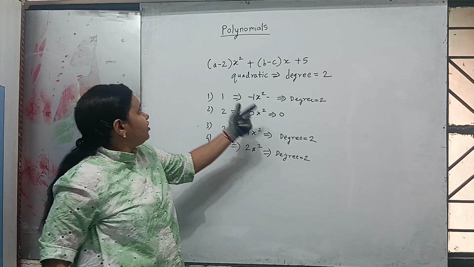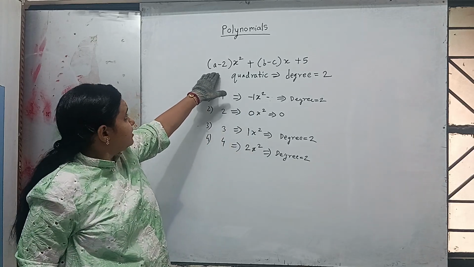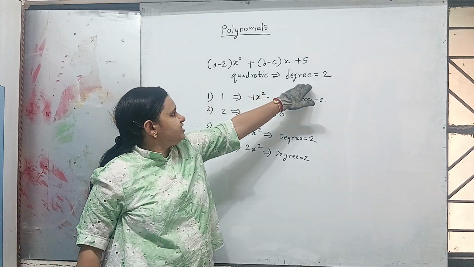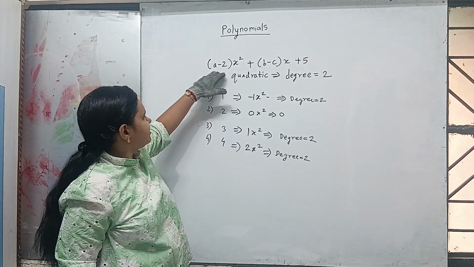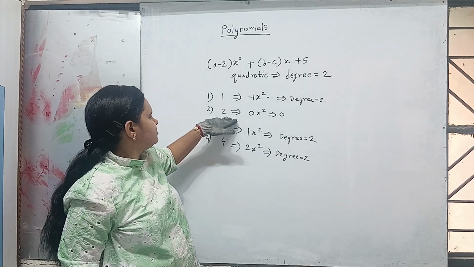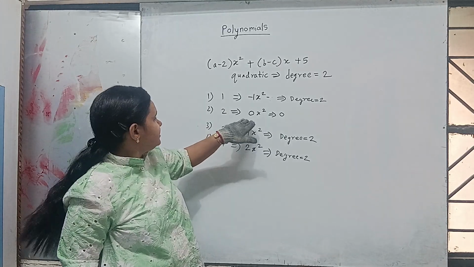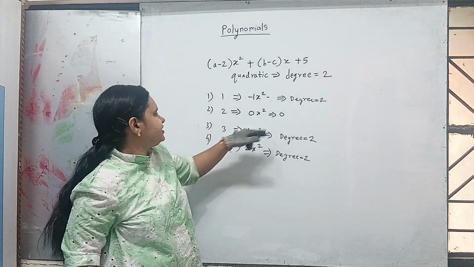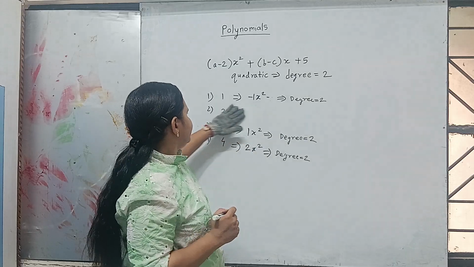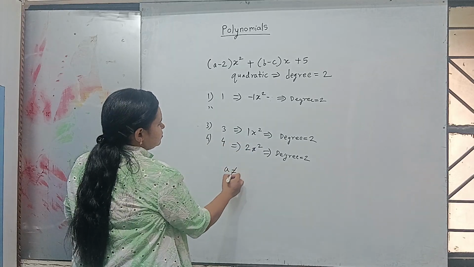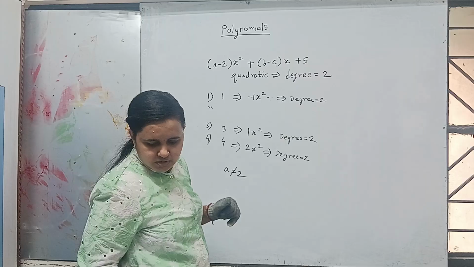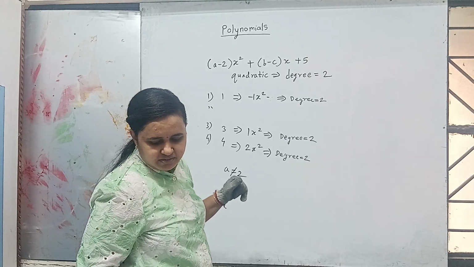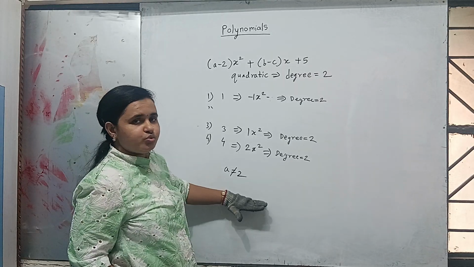So what should not be a? That means the degree is given as 2. So what should not be a? a should not be 2. Why? Because if we take a as 2, it will get cancelled. Degree will not be 2. So a should not be 2. So say option number second, a should not be equal to 2.